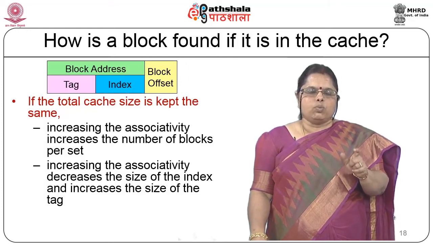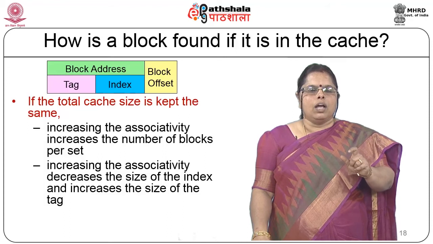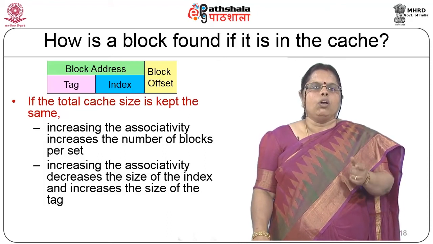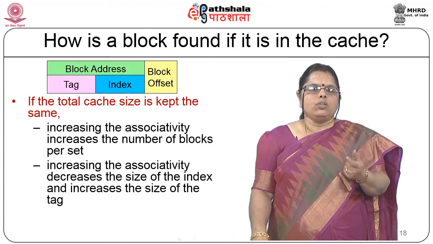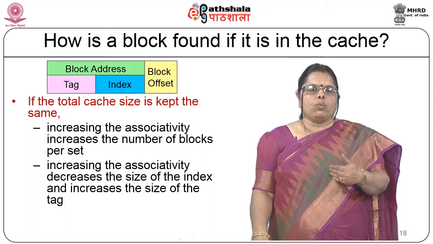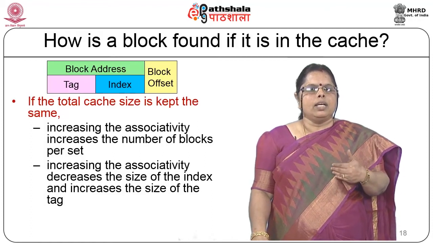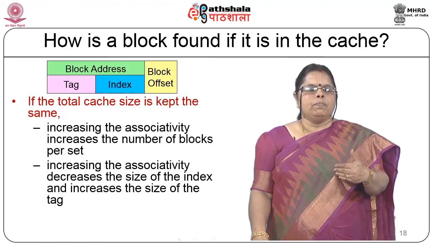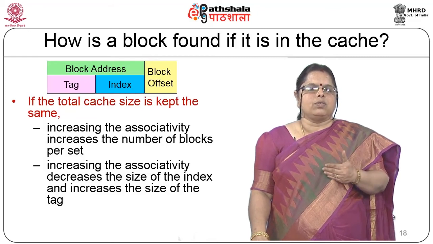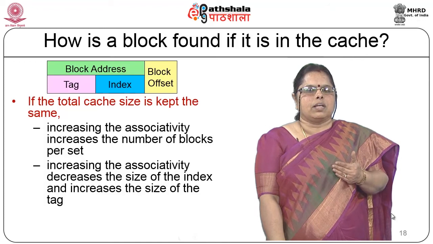The tag field will tell you how many blocks are entitled to map on to the same block or the same set. So, as you increase the associativity from two-way to four-way or fully associative, it increases the number of blocks per set, and increasing the associativity basically decreases the size of the index and increases the size of the tag.